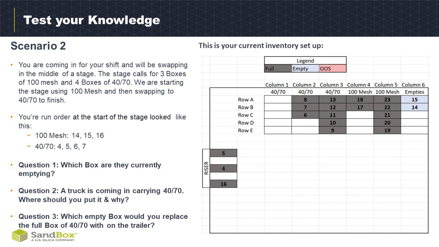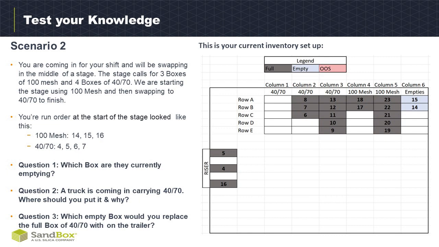There are 8 40/70 boxes in columns 2 and 3, and then 7 100 mesh boxes in columns 4 and 5. And lastly, there are 2 empty boxes in column 6. There are also 3 boxes currently on the riser. You are coming in for your shift and will be swapping in the middle of a stage.